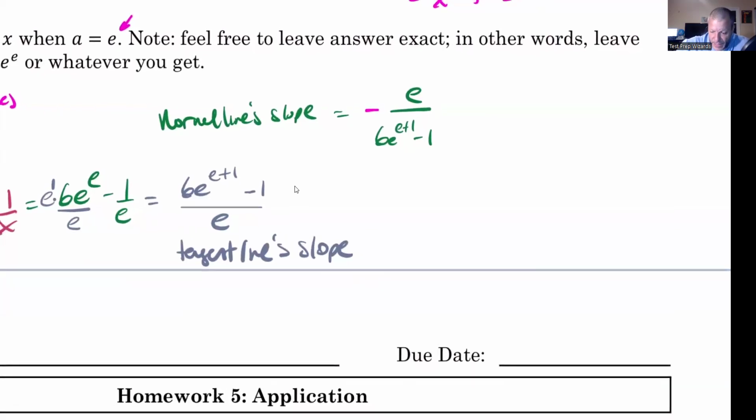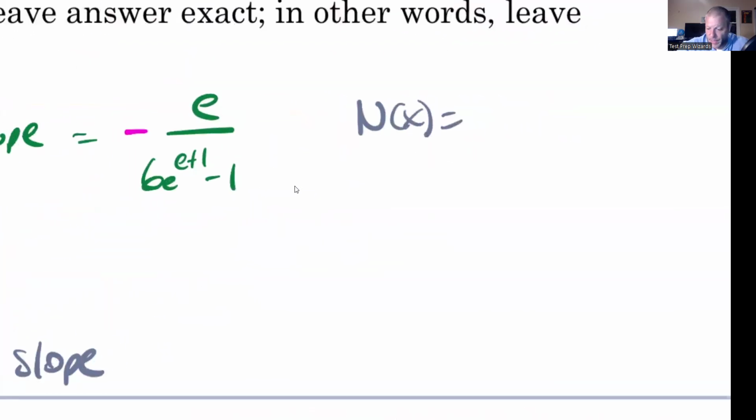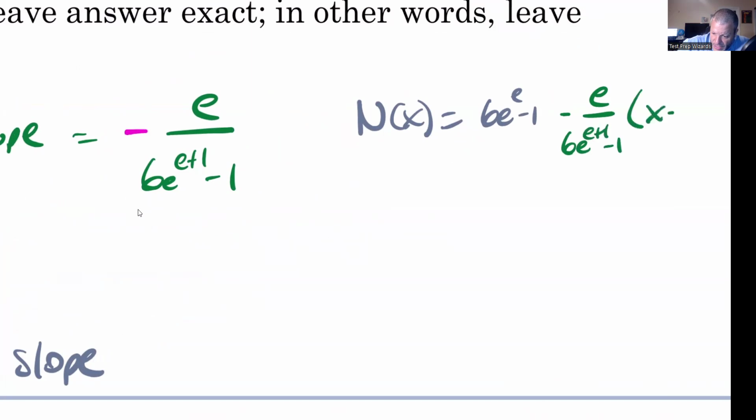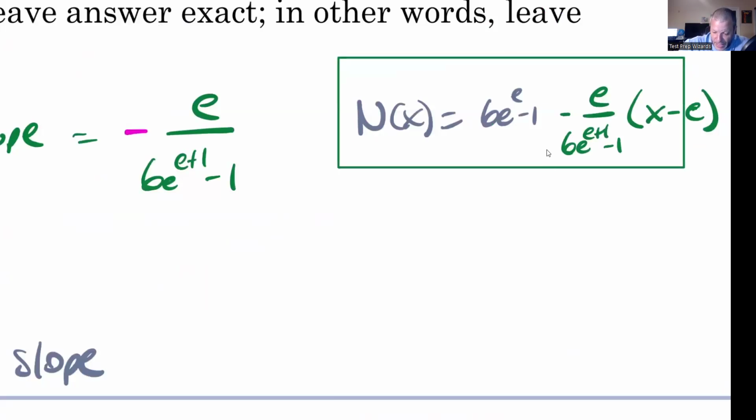So then finally, we could say that our normal line is equal to our value of y, which we got to be 6e to the e minus 1, plus our slope, which is just this thing that we just found, minus e over 6e to the e plus 1 minus 1, times x minus our value of a, which was e. I'm sure we could clean this up a ton if we just distributed and moved some things around, but you don't feel like doing that. I don't feel like doing that. We're in agreement. So let's just put a little box around this thing and call it a day.